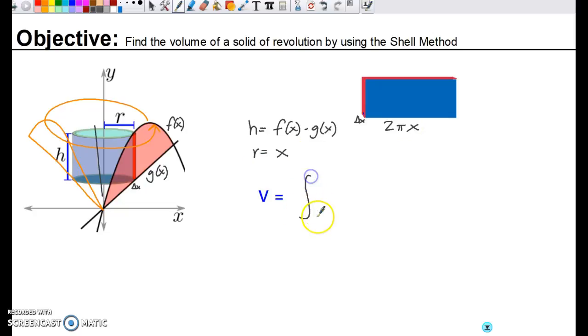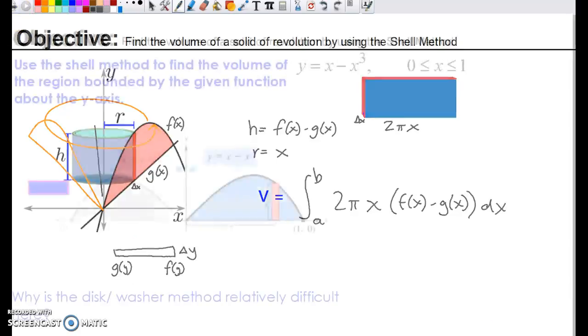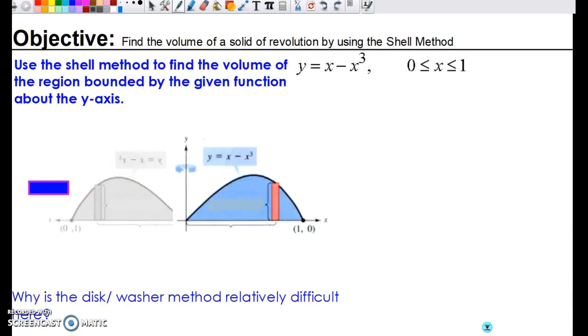So essentially, I will be integrating, and I don't know what the bounds of integration are going to be here, from a to b of 2 pi times the radius, x, times the height, which is f of x minus g of x, all with respect to the variable x. And of course, if I was doing this 90 degrees clockwise, you can see that my rectangles would be horizontal, and therefore I'd have a delta y, and this would be the difference of maybe f of y minus g of y, and the radius would just be the y values. And we've now found the general basis of the shell method.